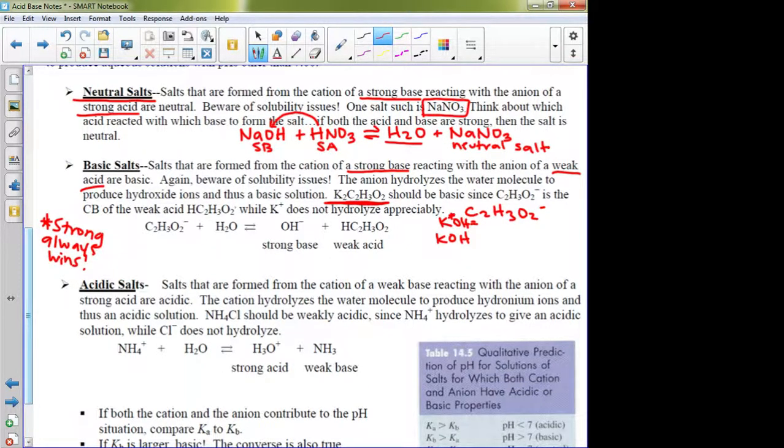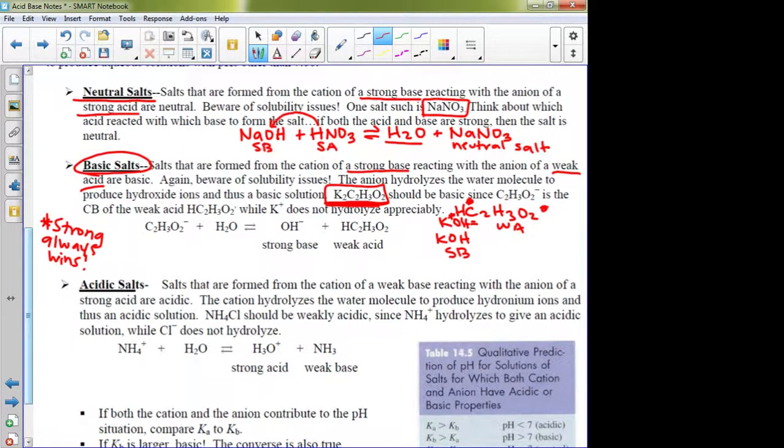Do we see that? Okay. My acetate was bonded to my hydrogen, okay, which made those go away. KOH is what kind of base? Strong base. Acetic acid is what kind of acid? A weak acid. So the salt that I get, my K2C2H3O2, is going to be what? It's going to be a basic salt.